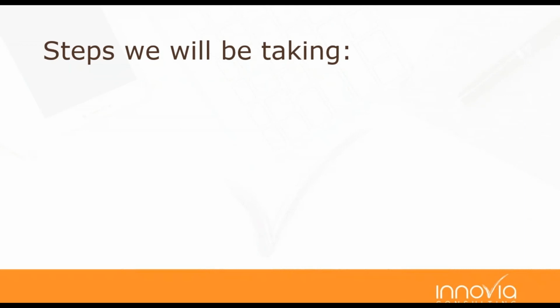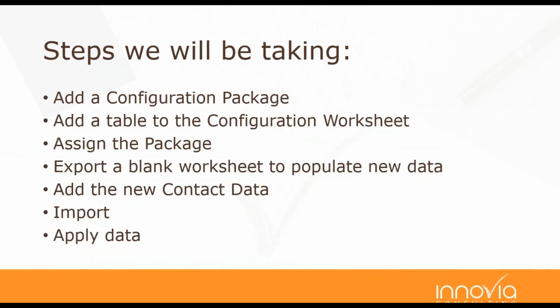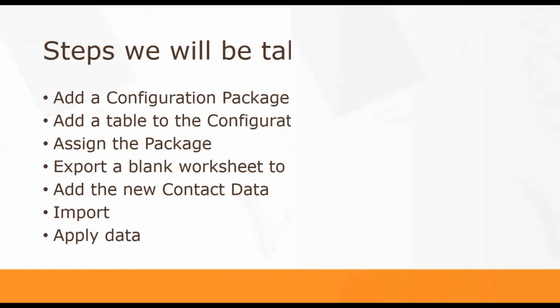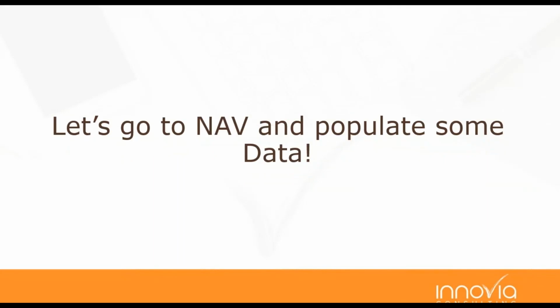So the steps we'll be taking today: add a configuration package, add a table to the configuration worksheet, assign the package, export a blank worksheet to populate the new data, add the new contact data, import, and apply the data. If you had joined me in part 1 of this series, you can see that the steps are pretty much the same. The only difference is the worksheet data that you're going to populate. So let's get started and go to NAV and populate some data.